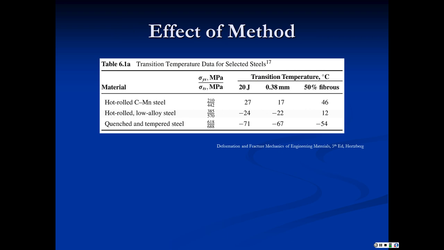Now, based on the different methods, here they've assigned an arbitrary energy, 20 joules. Here's the amount of lateral expansion, and here's the 50% fibrous or 50% ductile appearing. And as you see, they don't give exactly the same estimate for temperature, okay, for the ductile to brittle transition temperature. So you have to agree on which method you're going to use if you're going to use one of these techniques.